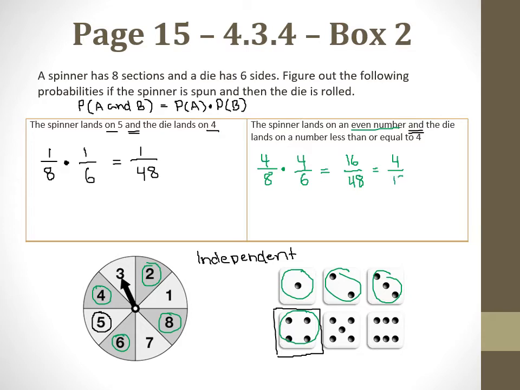Oh, and those can still be simplified a little further. 4 and 12 are both divisible by 4, so that simplifies all the way down to a 1/3 probability. So the probability of the spinner landing on an even number and the die landing on a number less than or equal to 4 is 1/3.